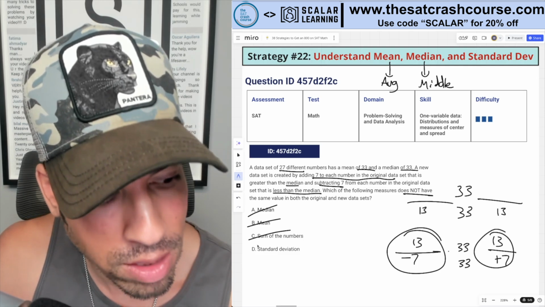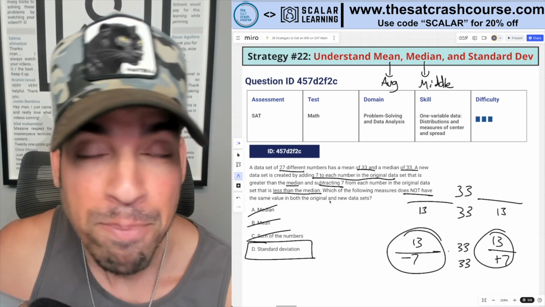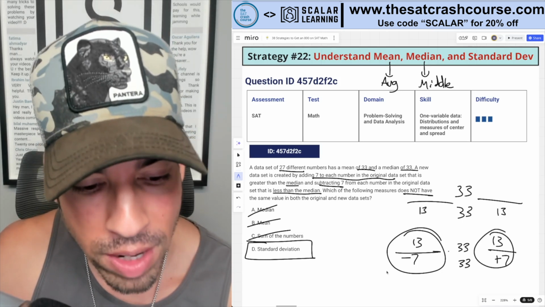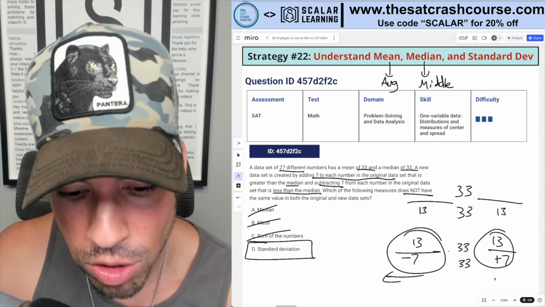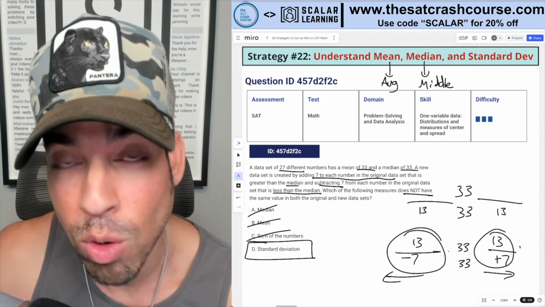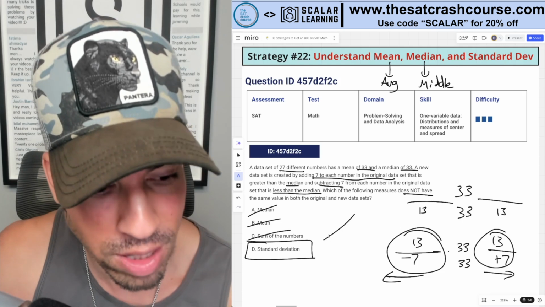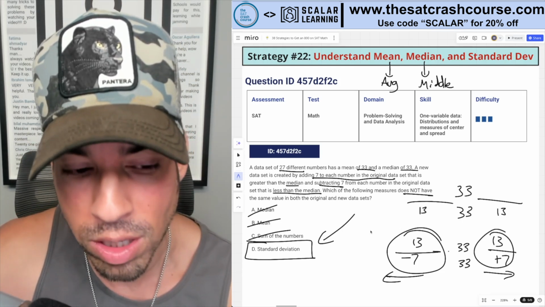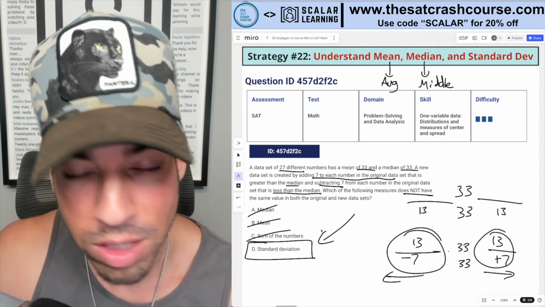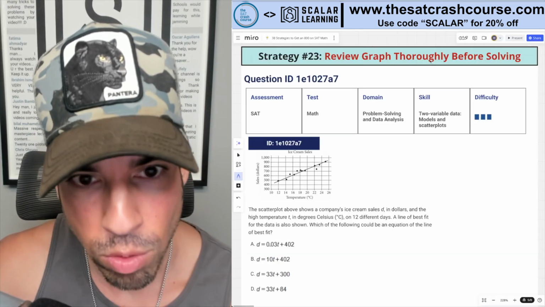Now, why is D the answer? Well, again, I said D is all about the spread away from the center. Well, these values are all being shifted to the left. They're getting farther away from the center. These values are all being shifted to the right, again, away from the center. So we're increasing the spread. Understanding what standard deviation is, not knowing just how to calculate it, but understanding what it is, is key here. So D is the winner. Done.